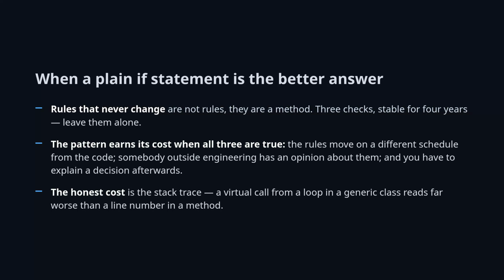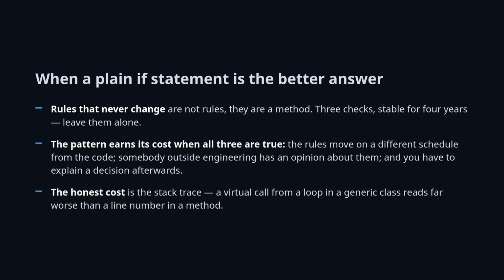The pattern earns its cost when 3 things are true together. The rules change on a different schedule from the code. Somebody outside engineering has an opinion about them. And you have to be able to explain a decision after the fact. Lending, insurance, pricing, entitlement, compliance. If none of those describe your problem, then the indirection is real and the benefit is not.